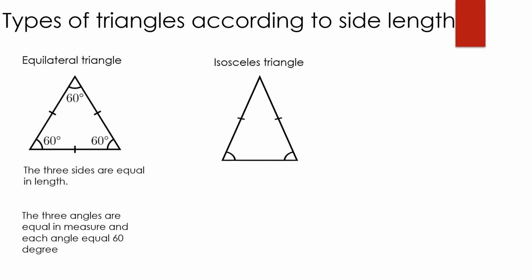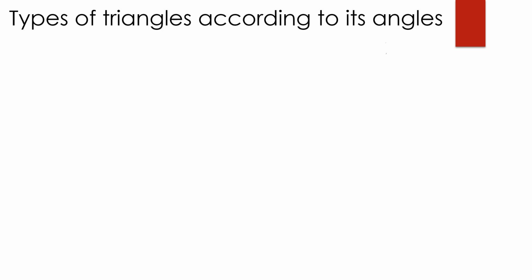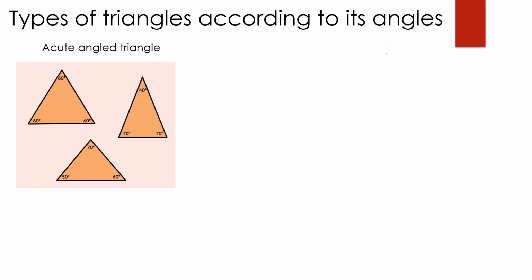Isosceles triangle. It has 2 equal sides and 2 equal angles. Scalene triangle. All its sides are not equal in length. Types of triangles according to its angles. Acute angle triangle. The 3 angles are acute.